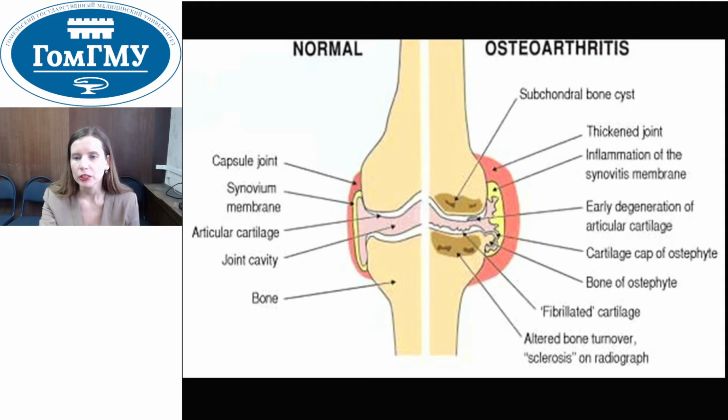We can see inflammation of the synovial membrane, synovitis present, but it's not very obvious, and pain at rest is usually due to synovitis. And we have osteophytes, we have dilated cartilage, and additional bone cysts, and thickened joint, and finally we have deformity of joints, and the fourth stage is not reversible, and the patient needs replacement.